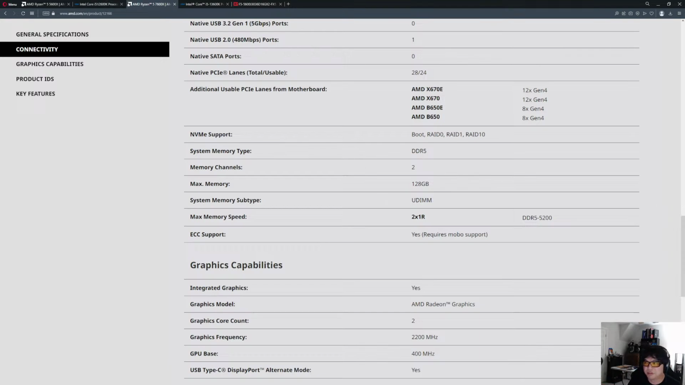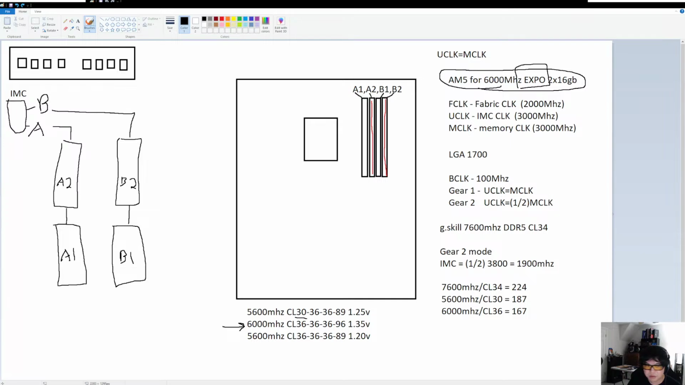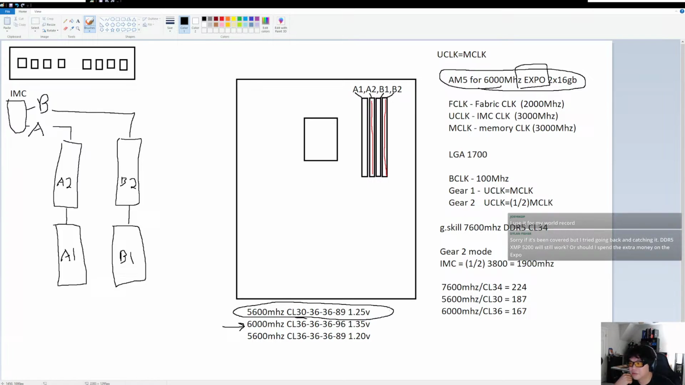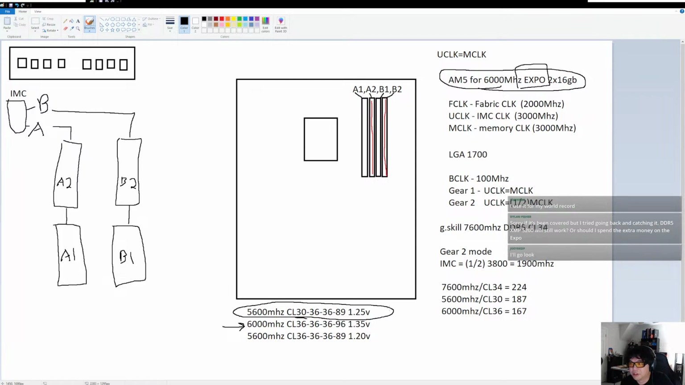The one that I'm using, let me bring back up the paint here. This is what I'm using, this one right here. And I can't get this one stable at 6,000. And that's a 64 gigabyte kit. If it's been covered, try going back and catching it. DDR5 XMP, yes, that'll work.